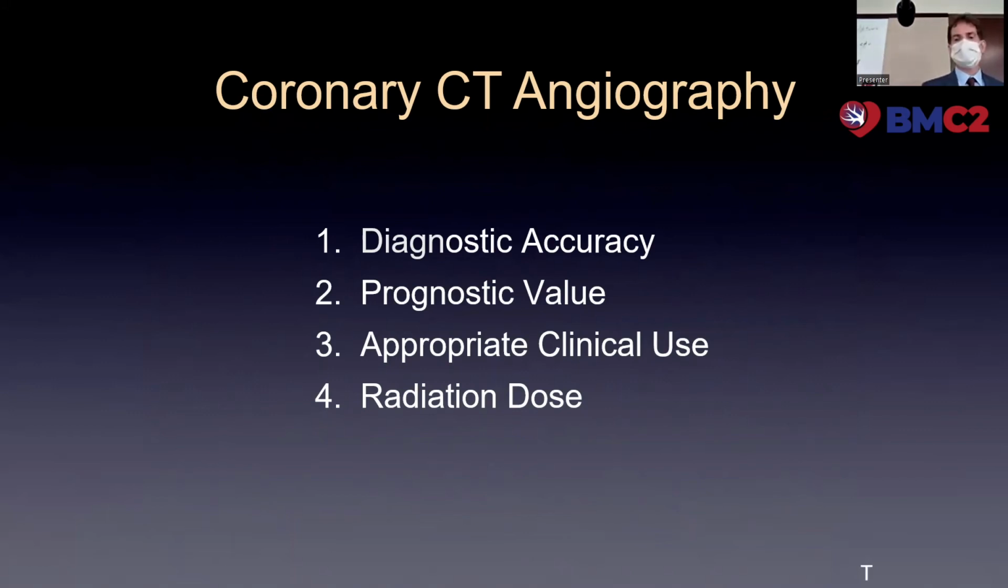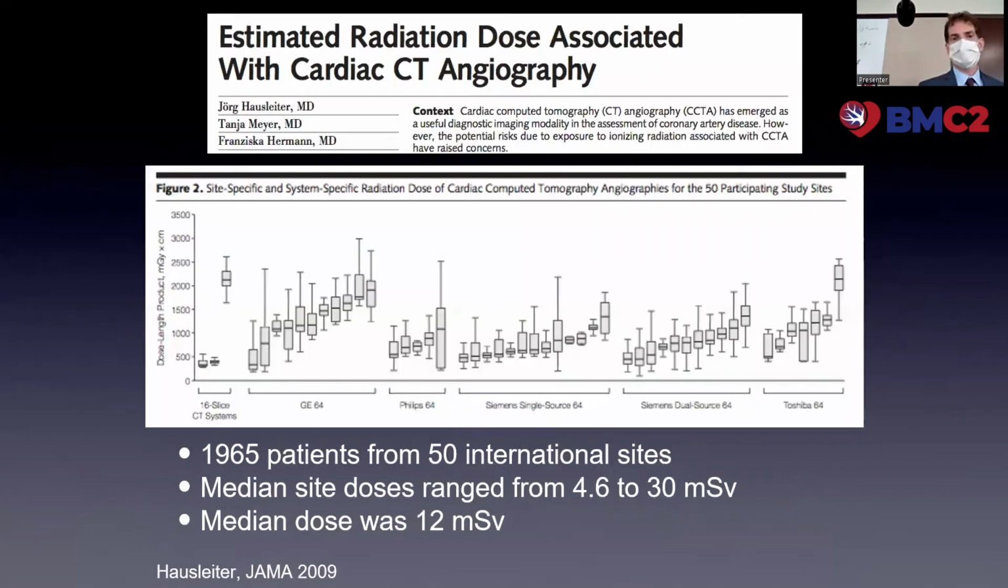We have to think about some of the safety issues too, and radiation dose is one of the big ones. So early when coronary CT came out, this was the PROTECTION 1 study, which is a really important study that I think highlighted a lot of potential concerns. This was almost 2,000 patients from 50 sites around the world, and the radiation doses ranged from 4.6 to 30 millisieverts. Some of these are relatively low radiation doses, some are really high. And the median dose was 12 millisieverts, which, if the background radiation here in Michigan is about 3 millisieverts a year, is like getting 4 years' worth of radiation.